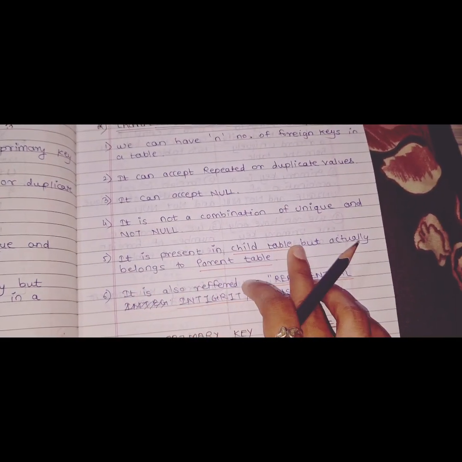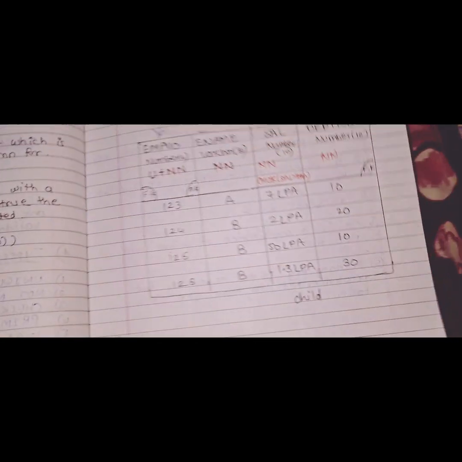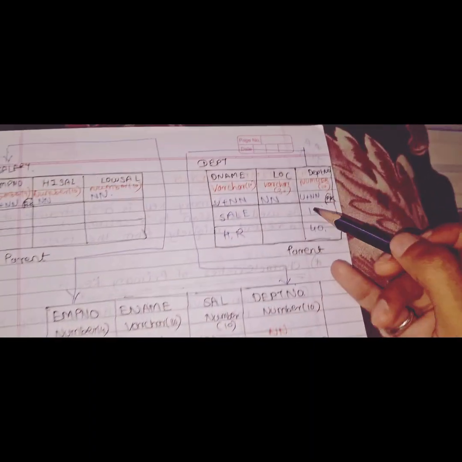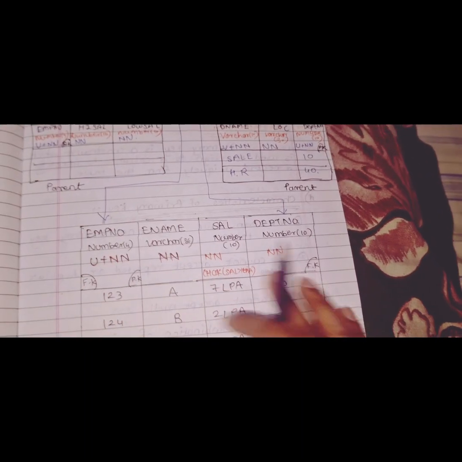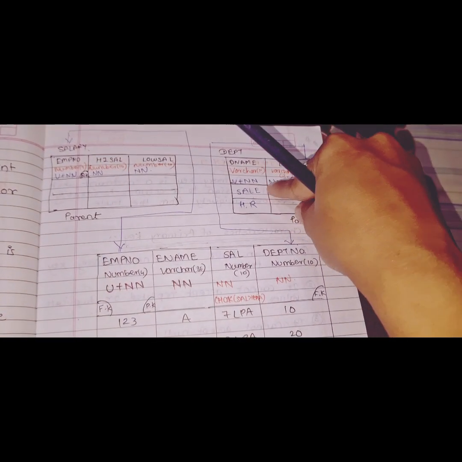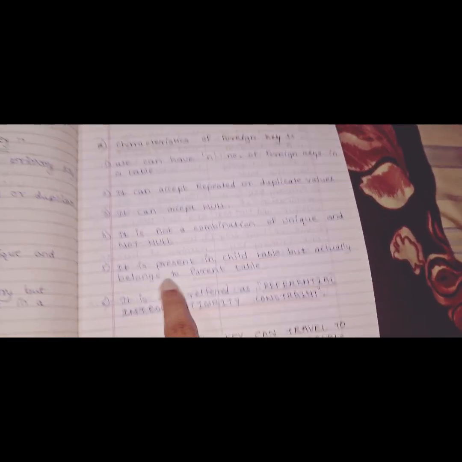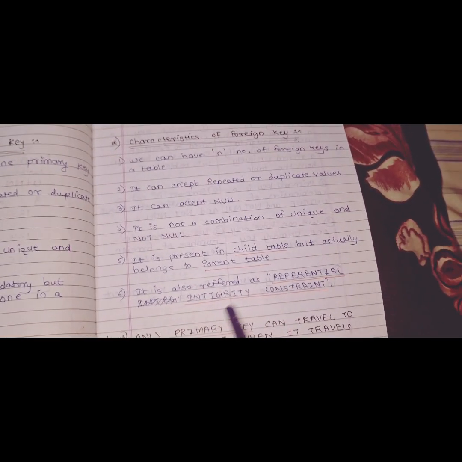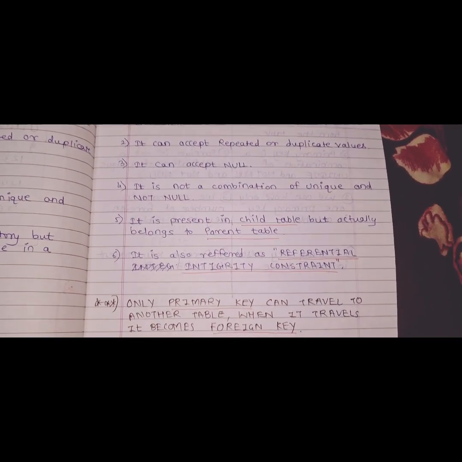It is present in the child table, but it usually belongs to the parent table. So here department is the parent table, and employee is the child table. Why is it a child table? Because it is taking the department number from the parent table. The same line is explained here. It is also referred to as a referential integrity constraint.